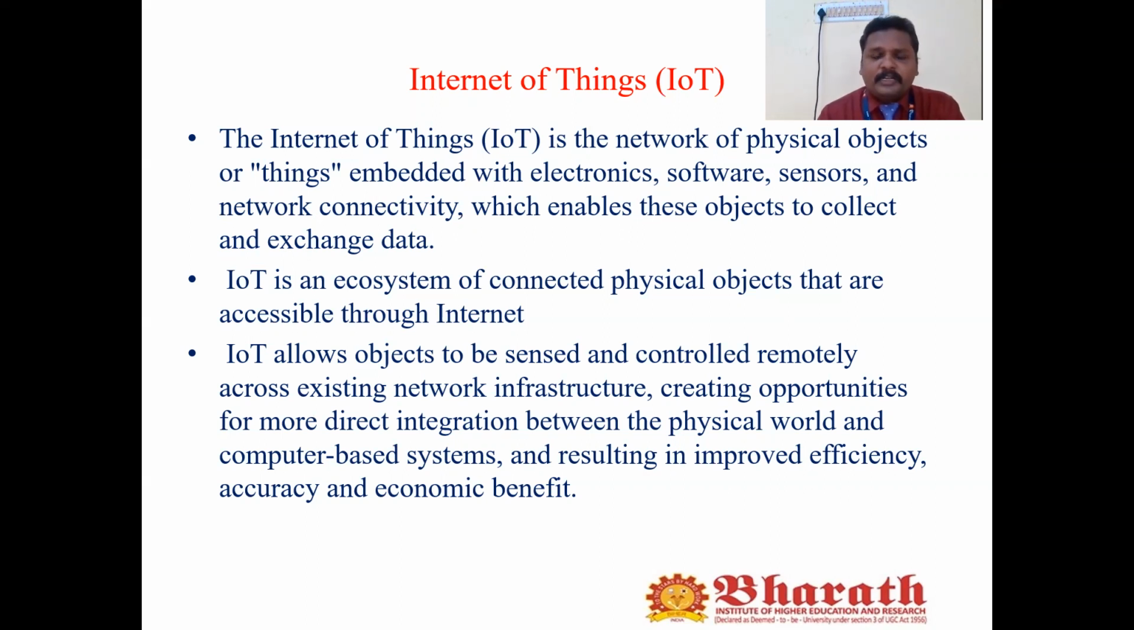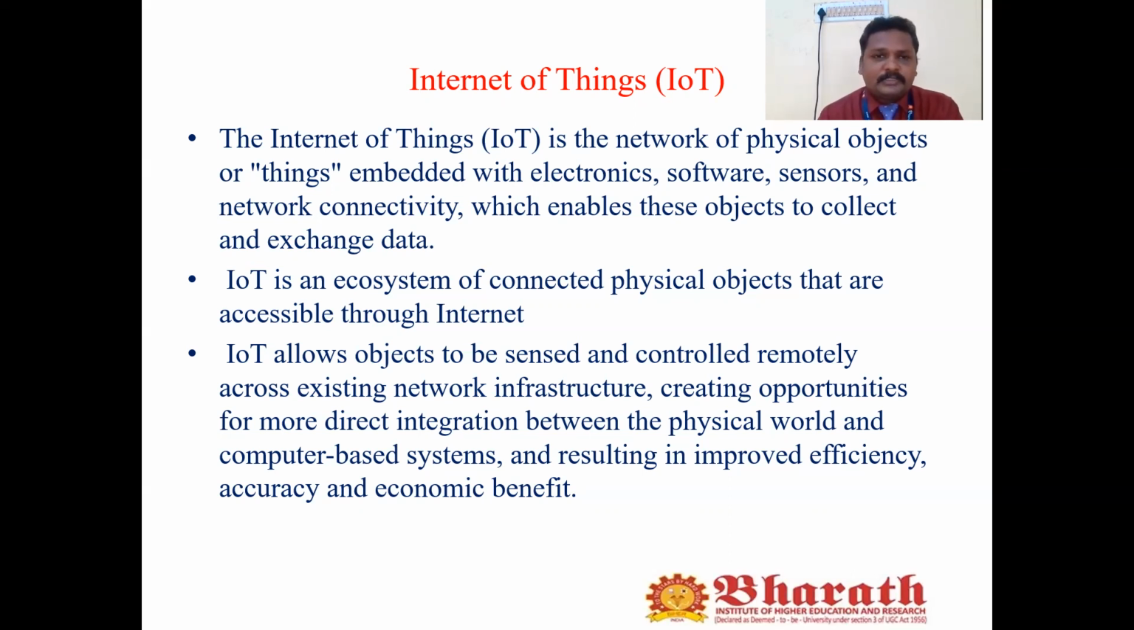Why are we connecting these computer-based systems? To improve the efficiency as well as the accuracy, and also in terms of economic benefit. So we are going to connect the things, which are physical objects embedded with electronics. For example, we want to connect our fridge or washing machines to the internet and control all the operations as well.